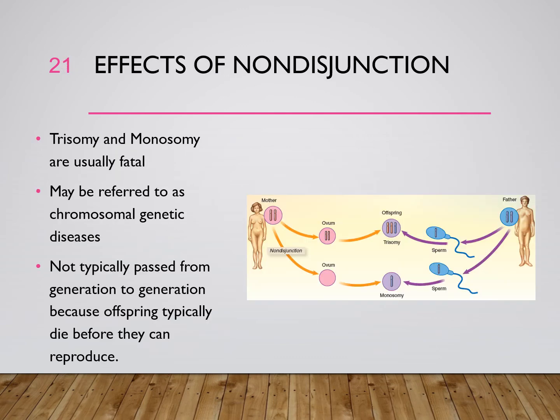Both monosomy and trisomy are typically fatal, and they may also be referred to as chromosomal genetic diseases. They're not typically passed from generation to generation because typically the offspring die before they can reproduce.